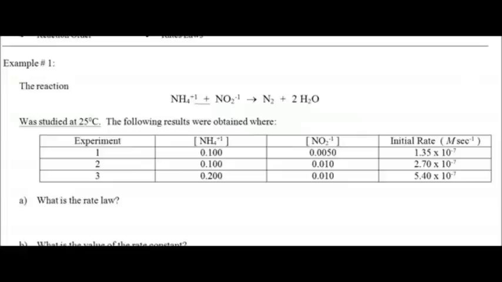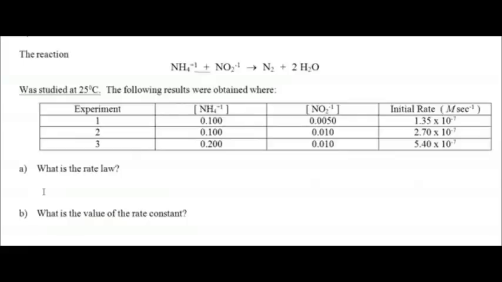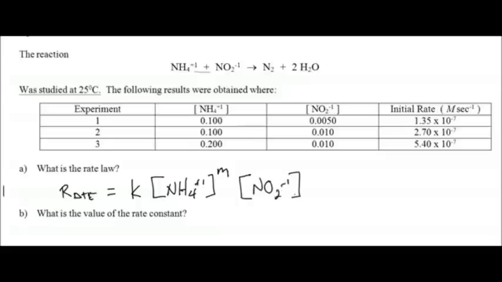From this information, we should be able to find the rate law and the value for the rate constant, which happens to be K. So first of all, we want to determine the rate law. The rate law will always include the word rate, and we want to put the constant K, and then we're going to determine the order for each of the reactants. So I'm going to have M here, and for the nitrite I'm going to look for N.